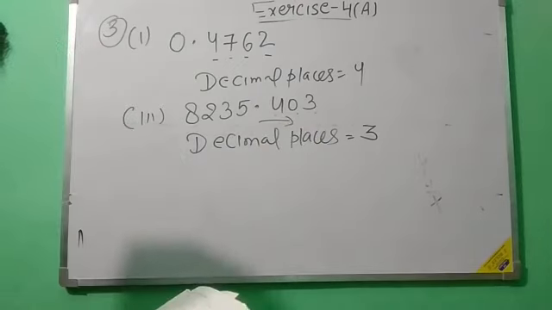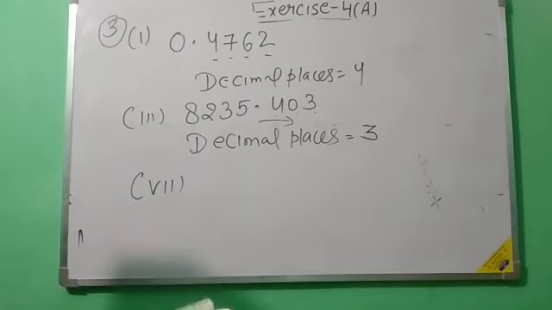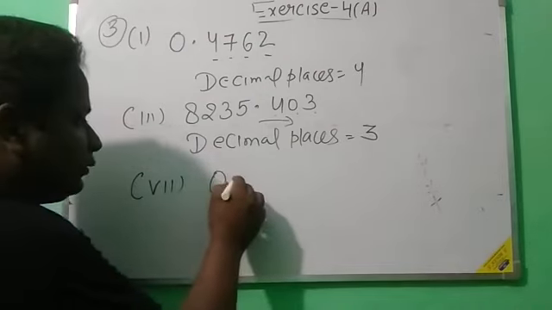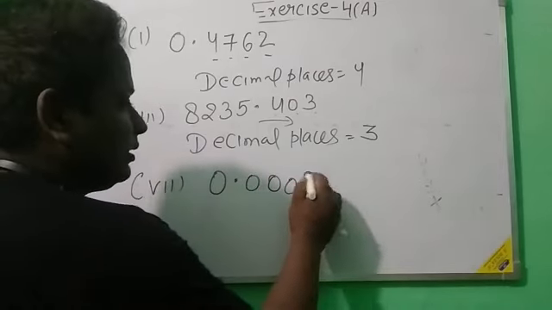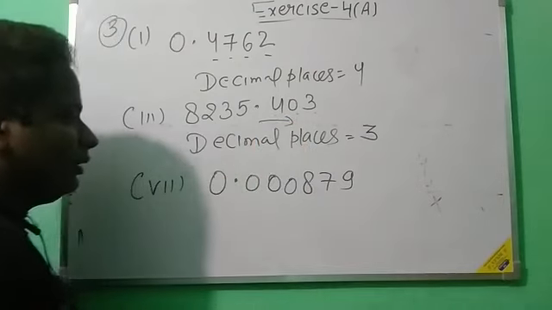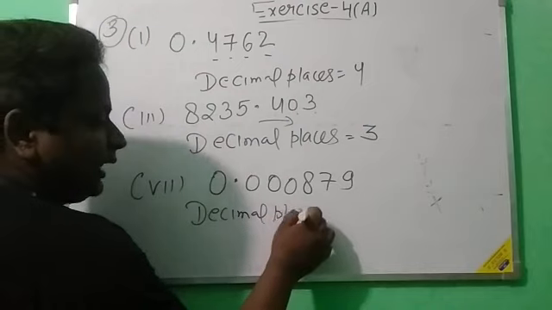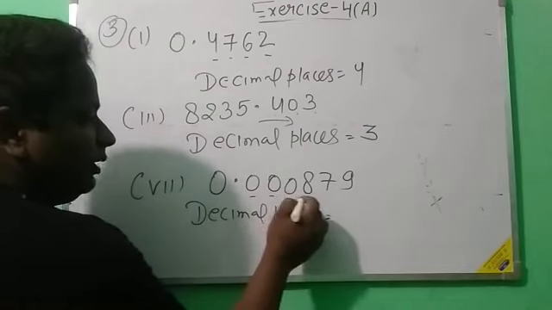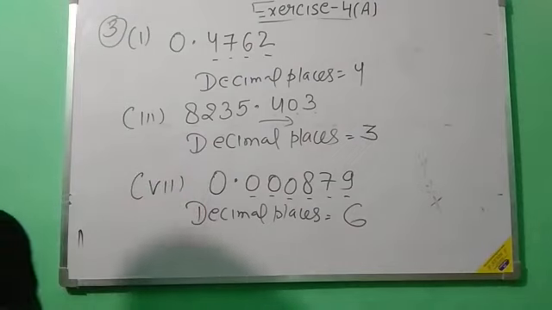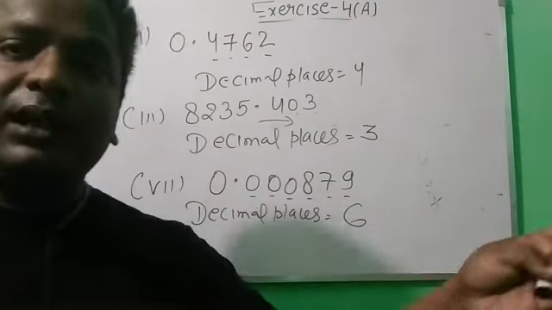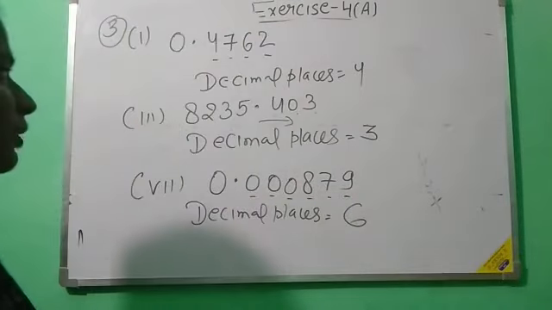Okay. Now last part. Last part is 0.000879. Do the same thing. Count the number of digits on the right side of the decimal. 1, 2, 3, 4, 5, 6. So my answer becomes 6. Very easy question. You just need to count the number of digits after the decimal point. Your answer will be there. Now move to question number 4.